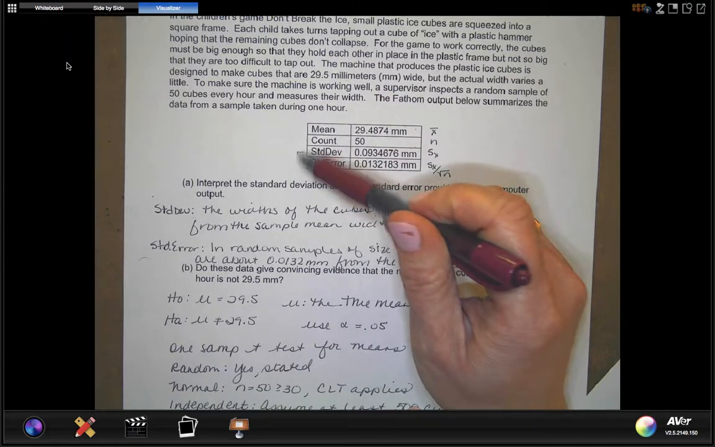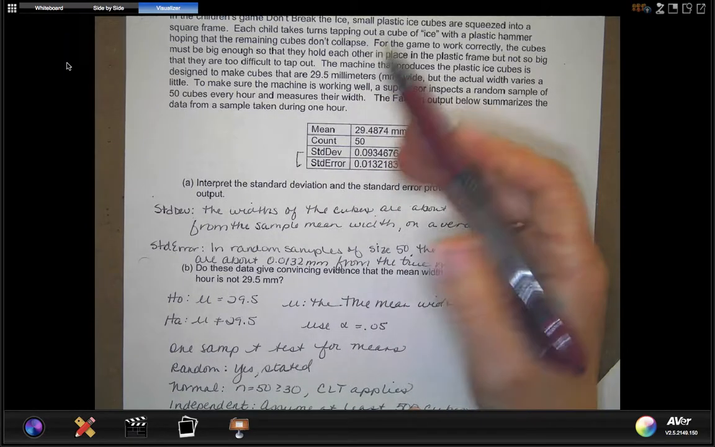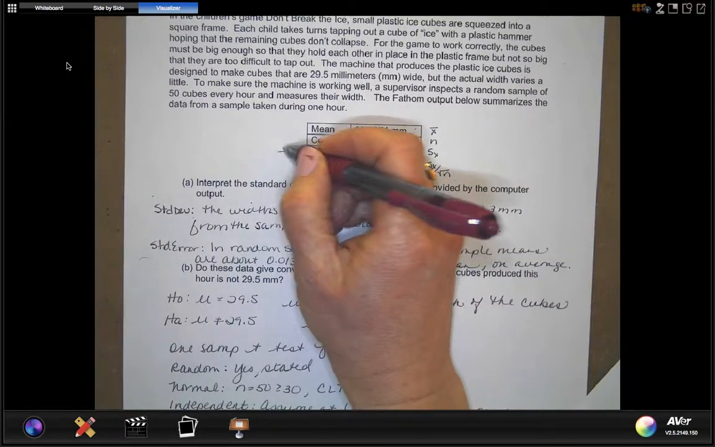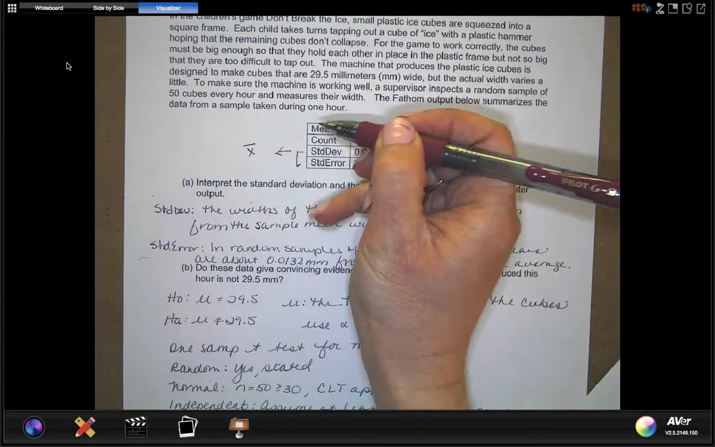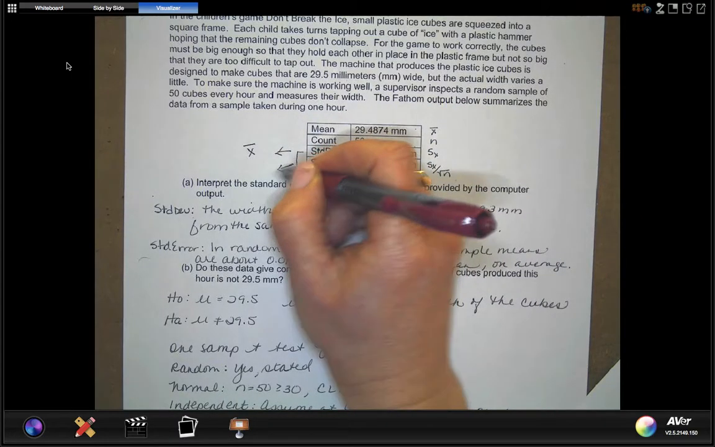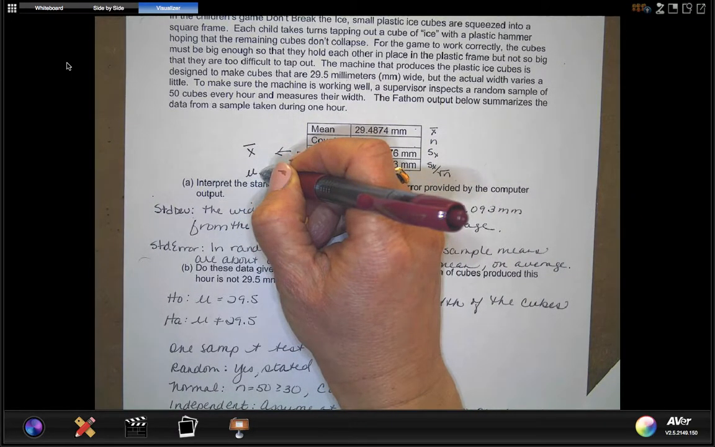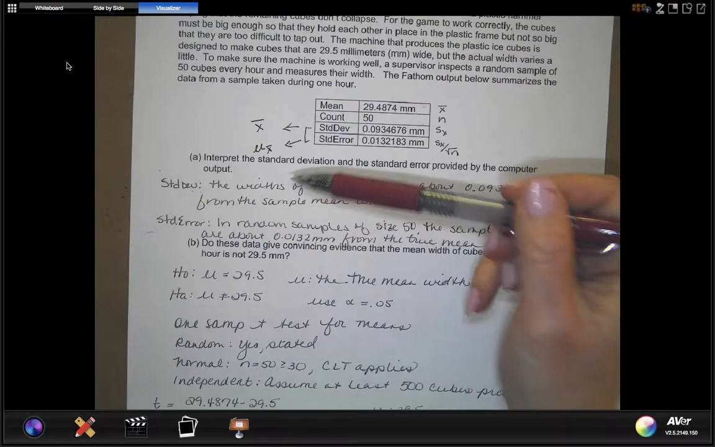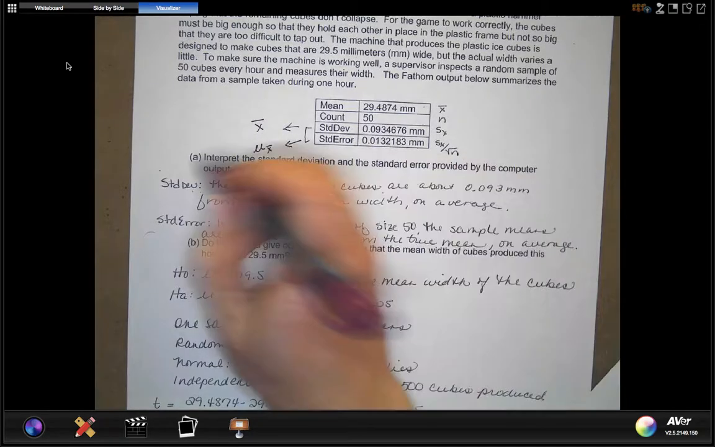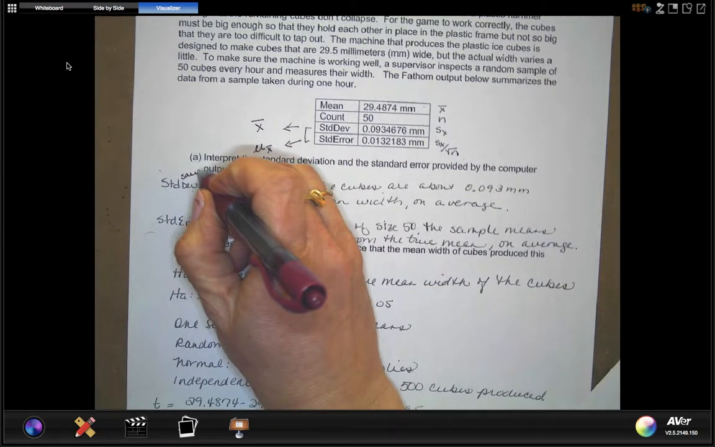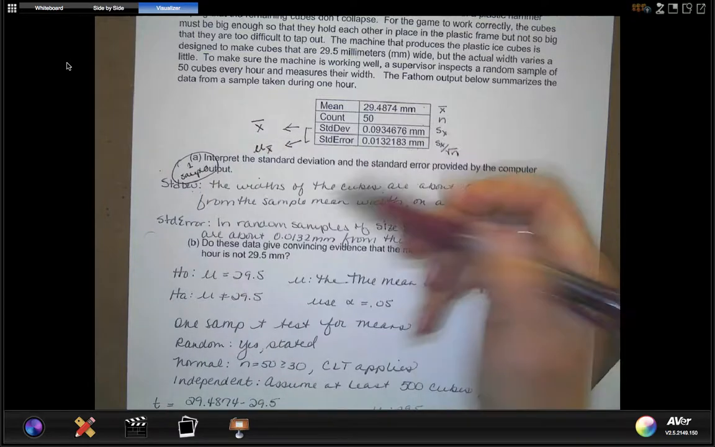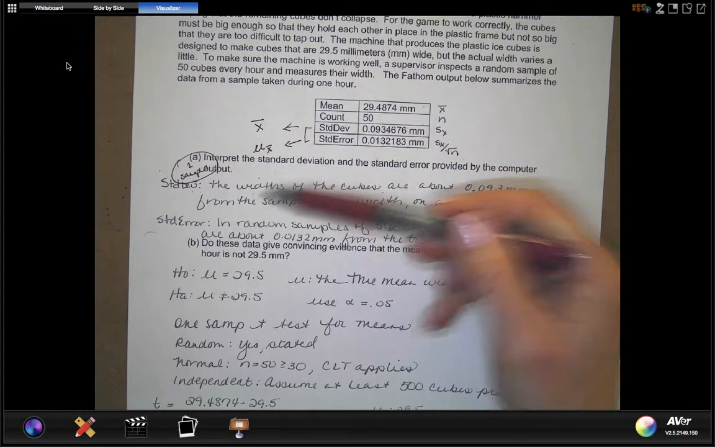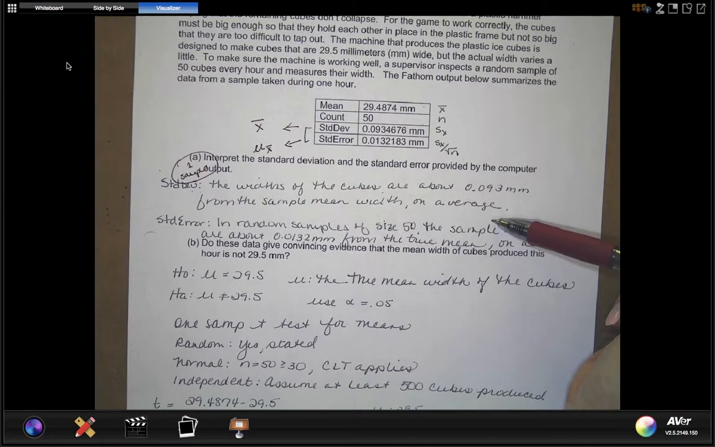Both of these are measuring how far away is something, how far away the values are from something. Standard deviation is how far away the values are from the mean. Standard error is how far the values are from the mean of all the means. So for standard deviation, I'm just talking about that one sample. So the widths of the cubes are about 0.093 millimeters from the sample mean width on average.